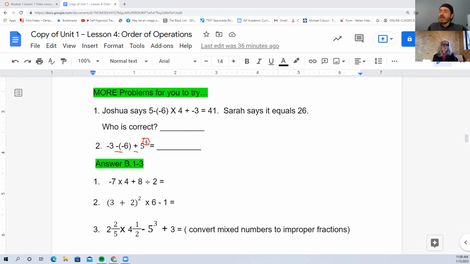Between subtraction, addition, and exponents, we're going to do the exponent first. This is 5 times itself 4 times. 5 times 5 times 5 times 5. Well, I know that 5 times 5 is 25, and I know that 5 times 5 is 25. So now I'm left with 25 times 25. I don't know what that is off the top of my head.